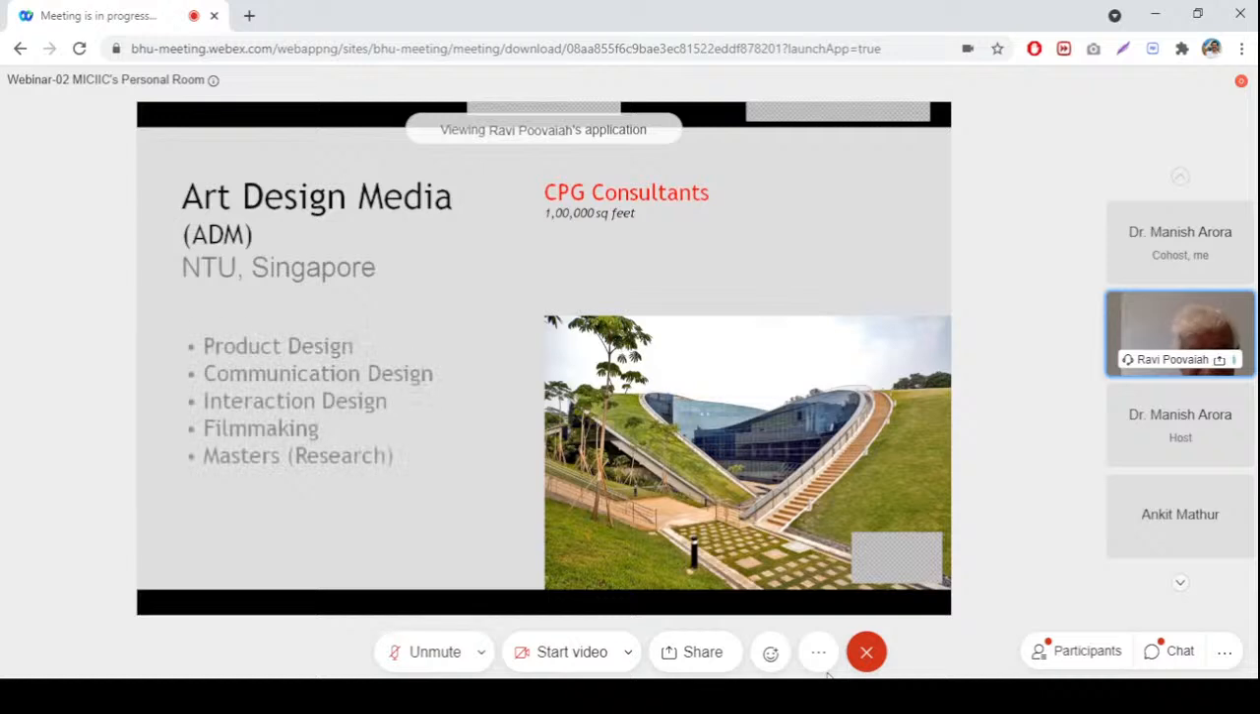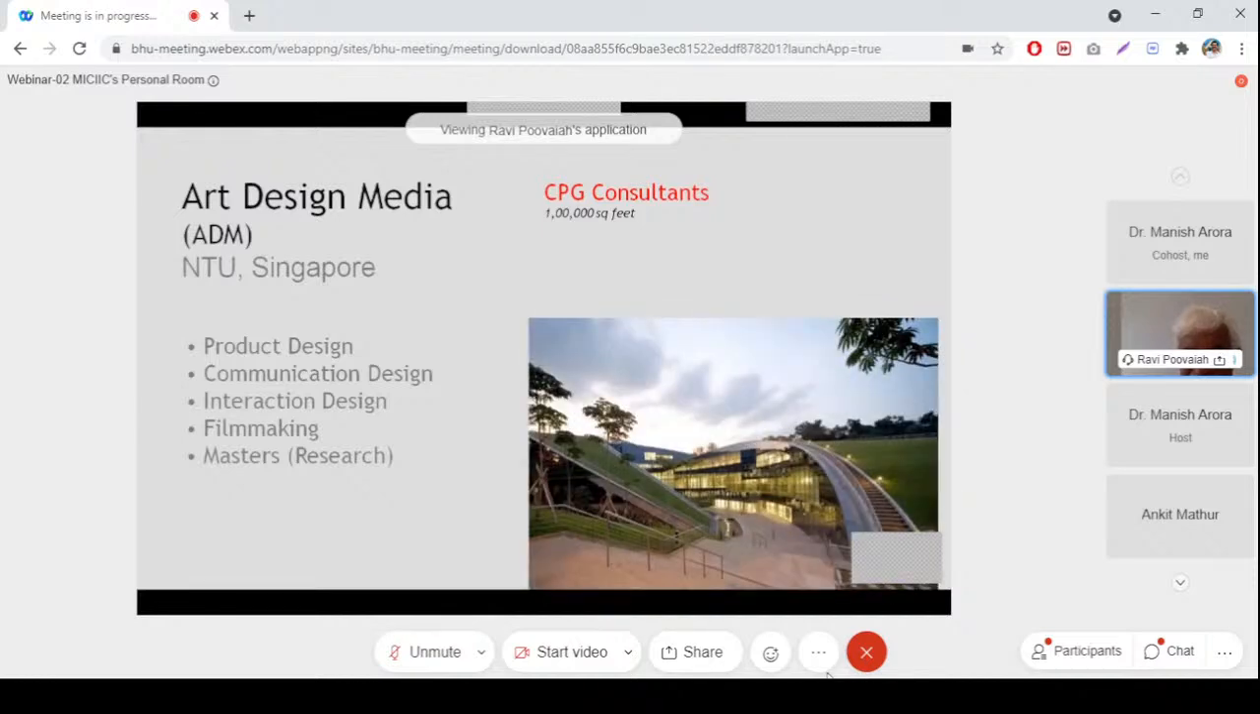Okay. It has product design, communication design, interaction design, and filmmaking. And you can do masters through research. Recently, they've also started the PhD program. This is how it looks at night.